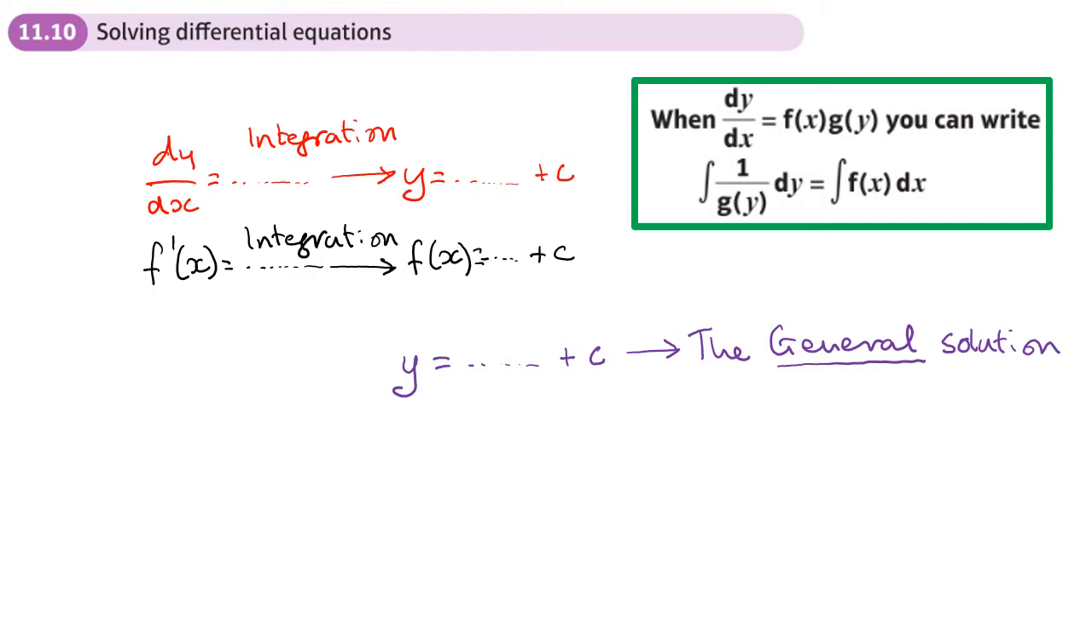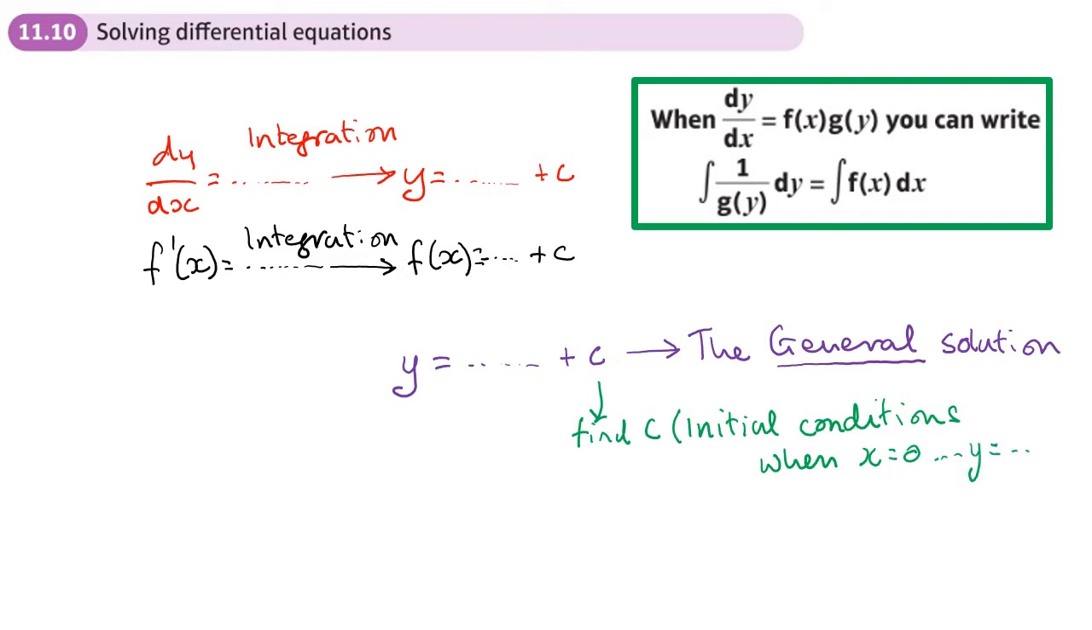If we now work out what c is, so if we find c, to find c you're going to need some values of x and y to substitute into the general solution. So they may be what we call initial conditions. For example, it might be when x equals 0, y equals something. That's going to allow you to work out what c is. And then when you find c, you'll just end up with y equals something. There'll be no plus c on the end, it'll be plus a number.